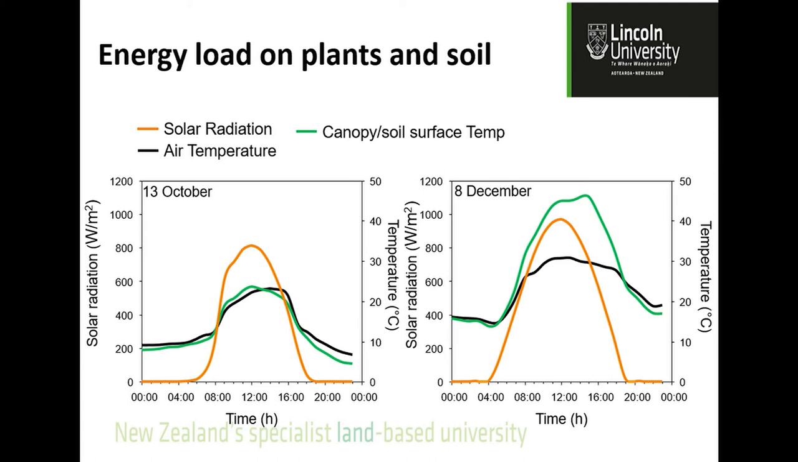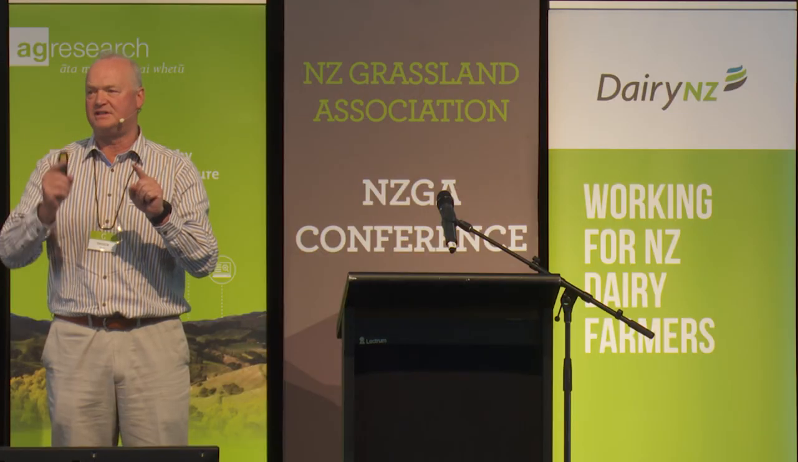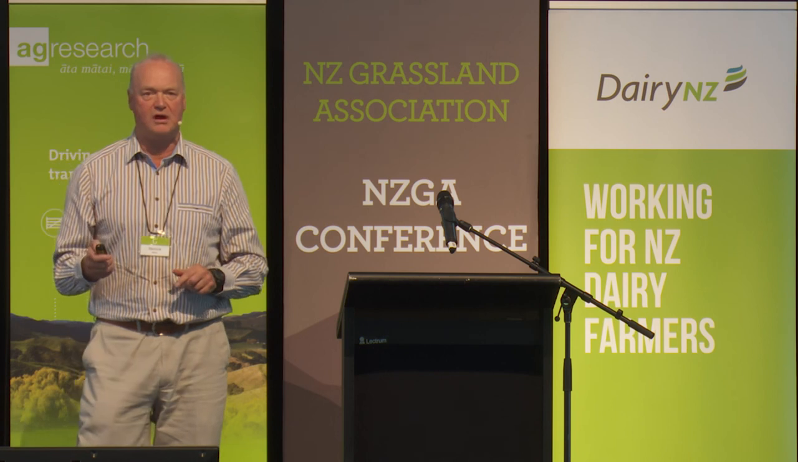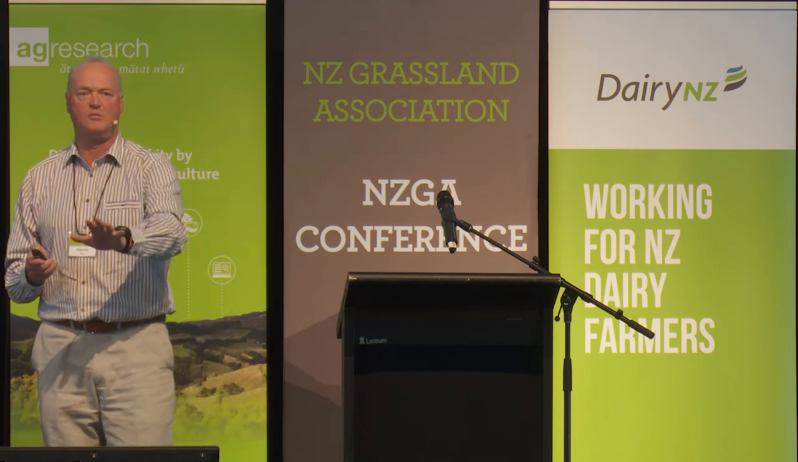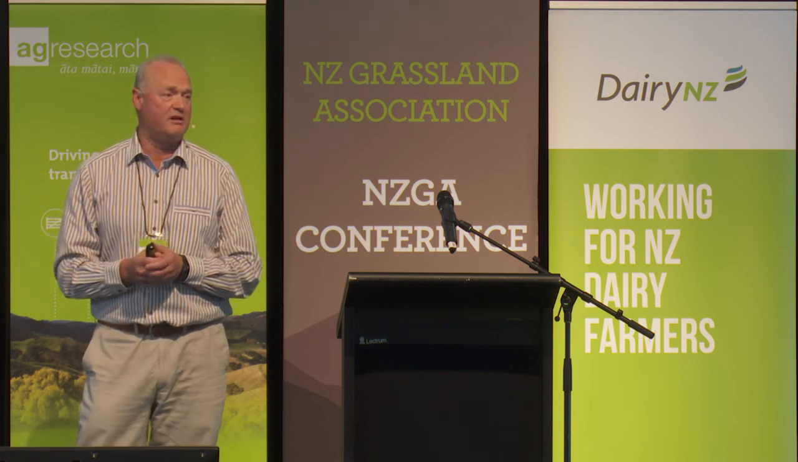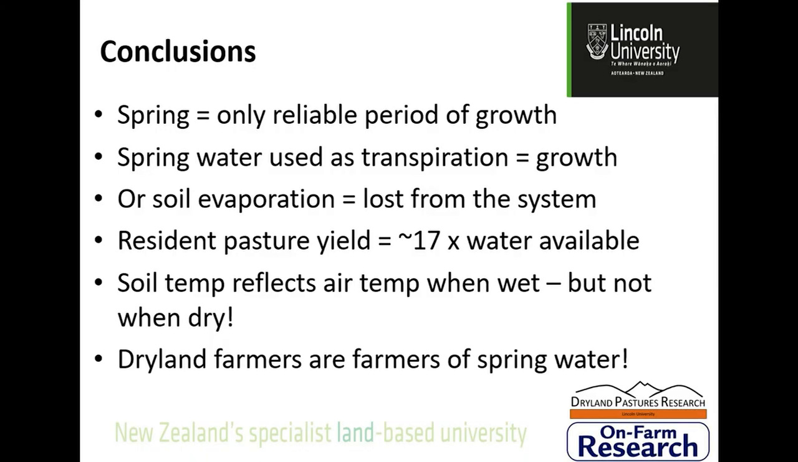And we're now looking at a daily temperature of about 30 degrees, but a soil surface temperature of 45 degrees. If you have that for day after day after day, that cooks ryegrass and it cooks white clover. That's why those species don't persist in these sorts of environments. So, spring's our only reliable period of growth. We need to use that water as transpiration as much as possible, or we're going to lose it from the system as evaporation. Minimising evaporation is the key.